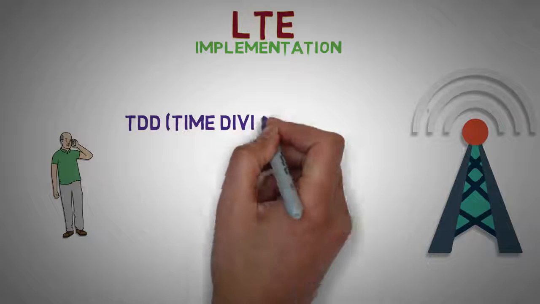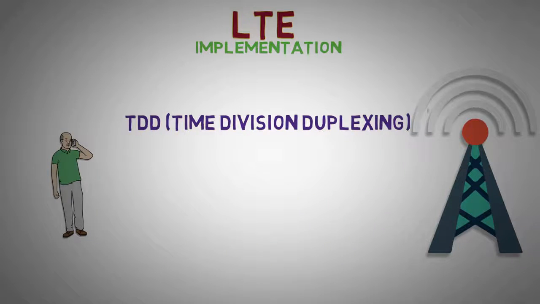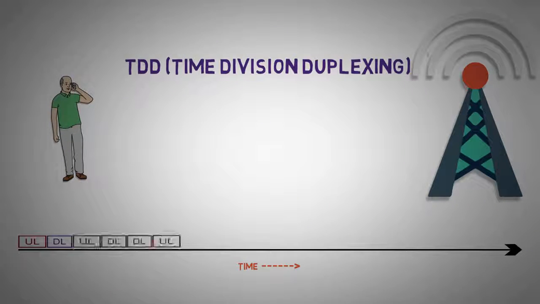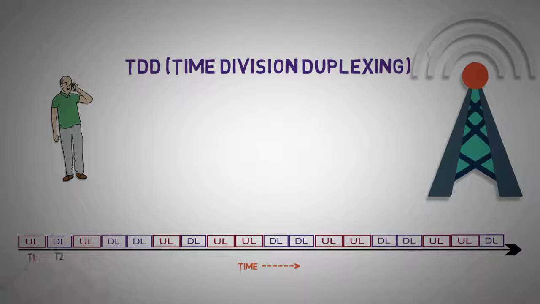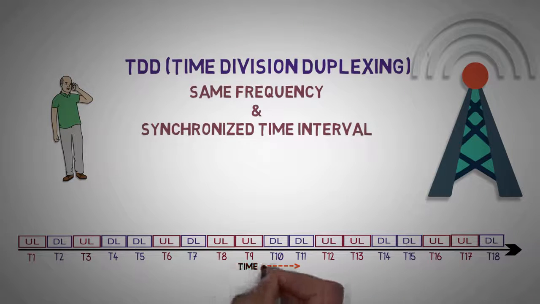Now moving forward to TDD. Time division duplex is a technique by which the uplink and the downlink transmissions are carried over the same frequency by using synchronized time intervals.